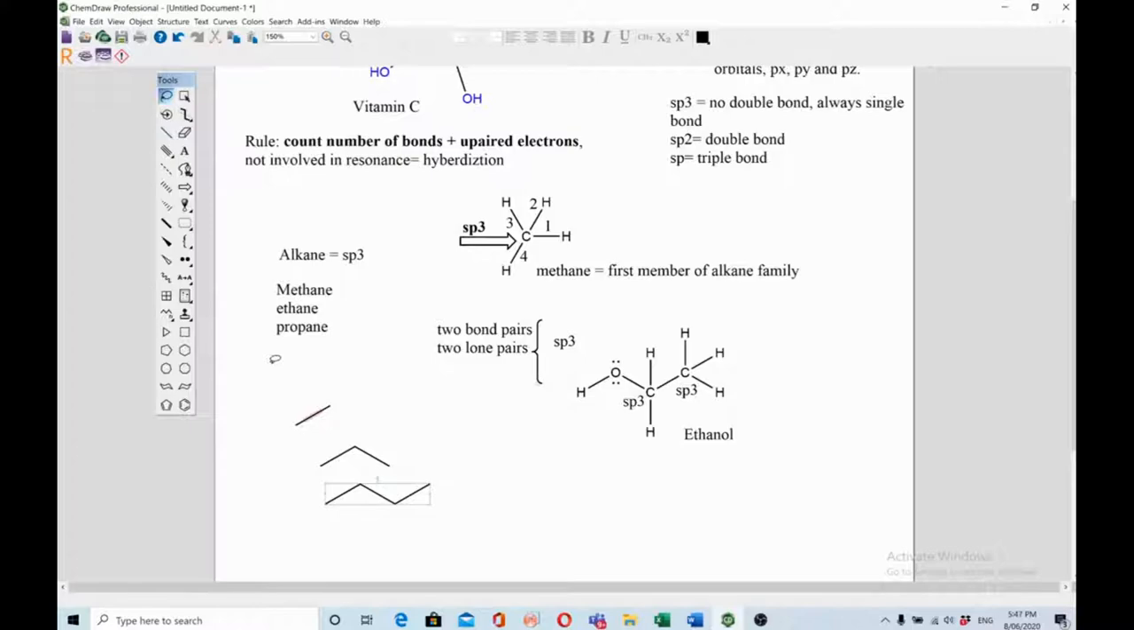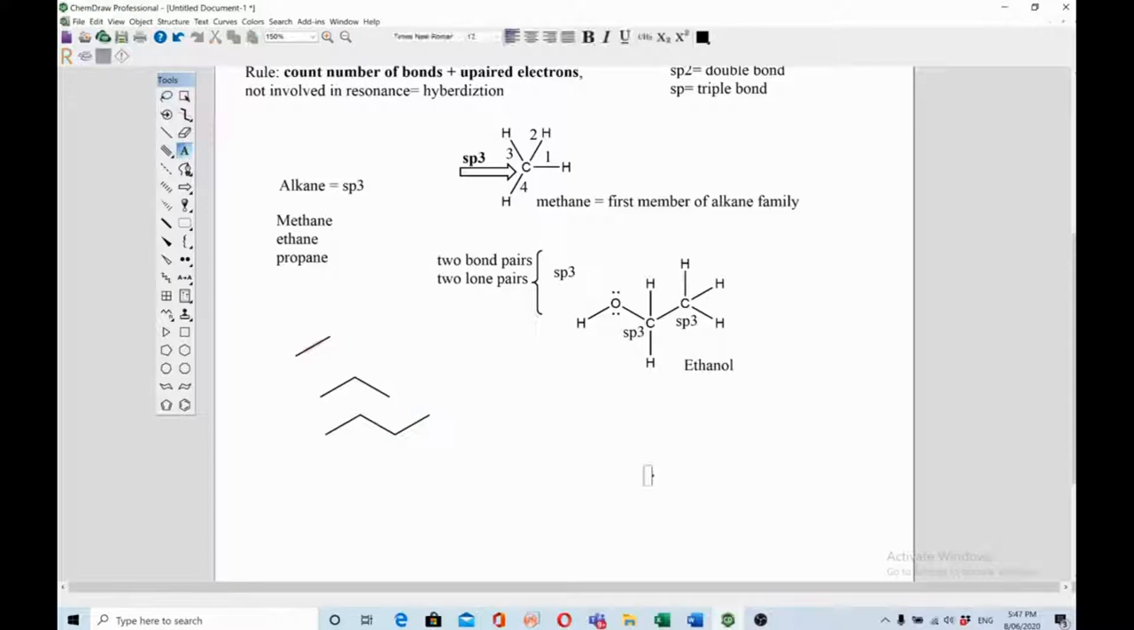Now another interesting molecule which has sp3 hybridization is water, H2O. If you are asked what is the hybridization of oxygen in water, remember that oxygen has made two bonds with two hydrogens, so it has two lone pairs. We will count both bond pairs and lone pairs: two bond pairs and two lone pairs. So the hybridization of oxygen in water is sp3.